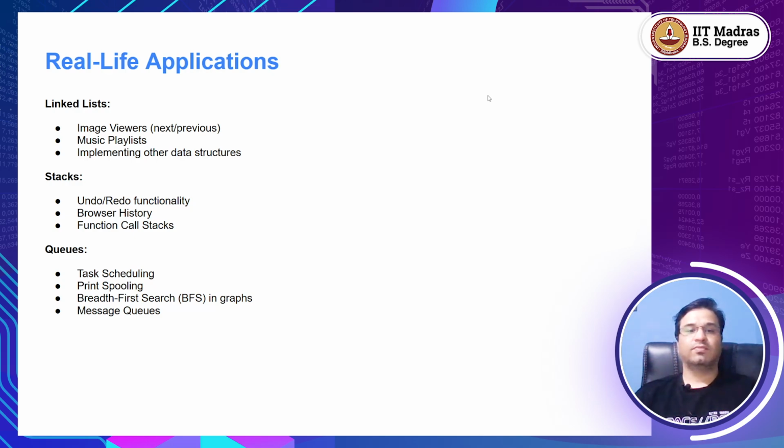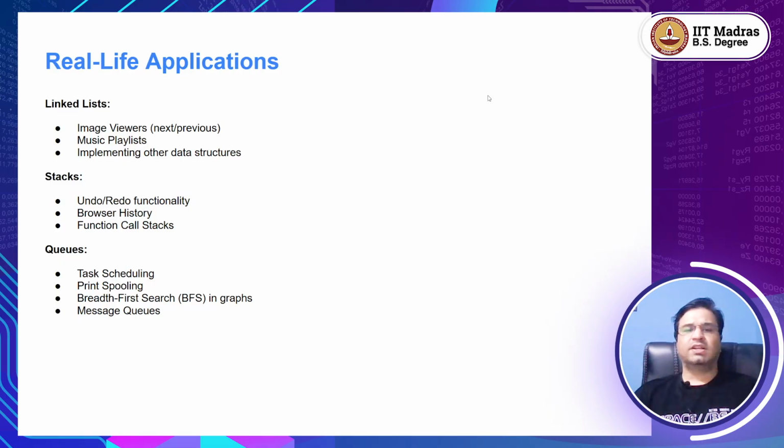Actually, everywhere. For linked list, like image viewer or music playlist, when you click next or previous in an image gallery or music player, it's very similar to traversing a linked list. Each image or song is a node pointing to the next or previous node.